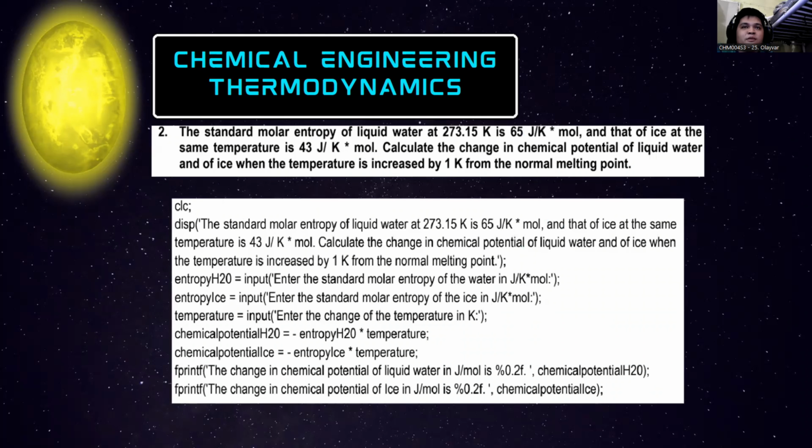Next, the problem states that the standard molar entropy of liquid water at 273.15 Kelvin is 65 joules per Kelvin mole, and that of ice at the same temperature is 43 joules per Kelvin mole. Calculate the change in chemical potential of liquid water and of ice when the temperature is increased by 1 Kelvin from the normal melting point.